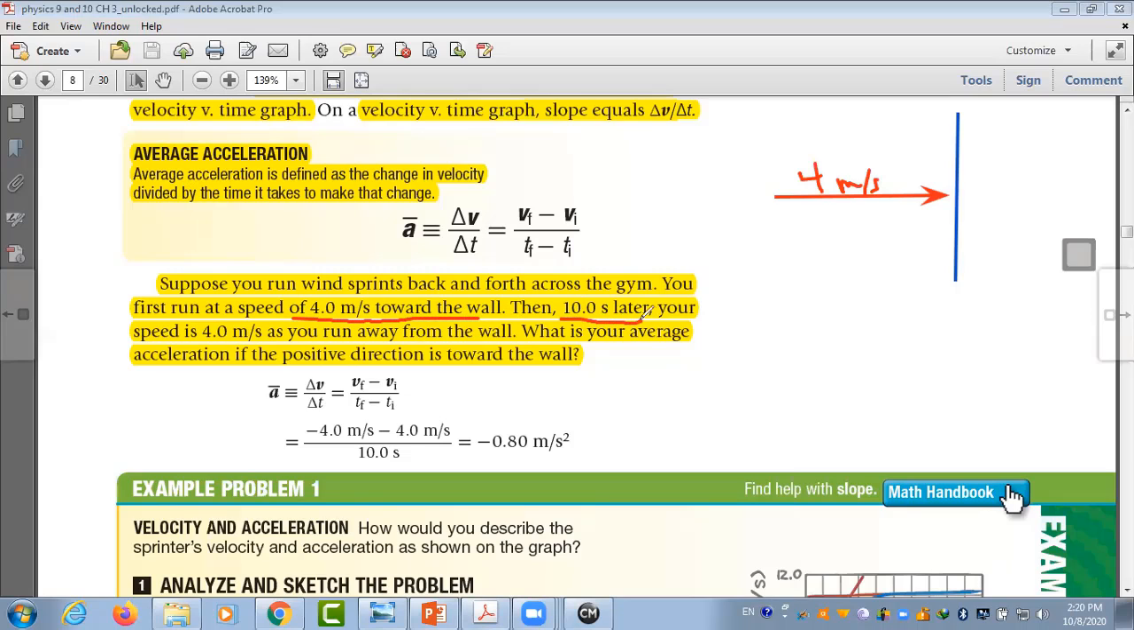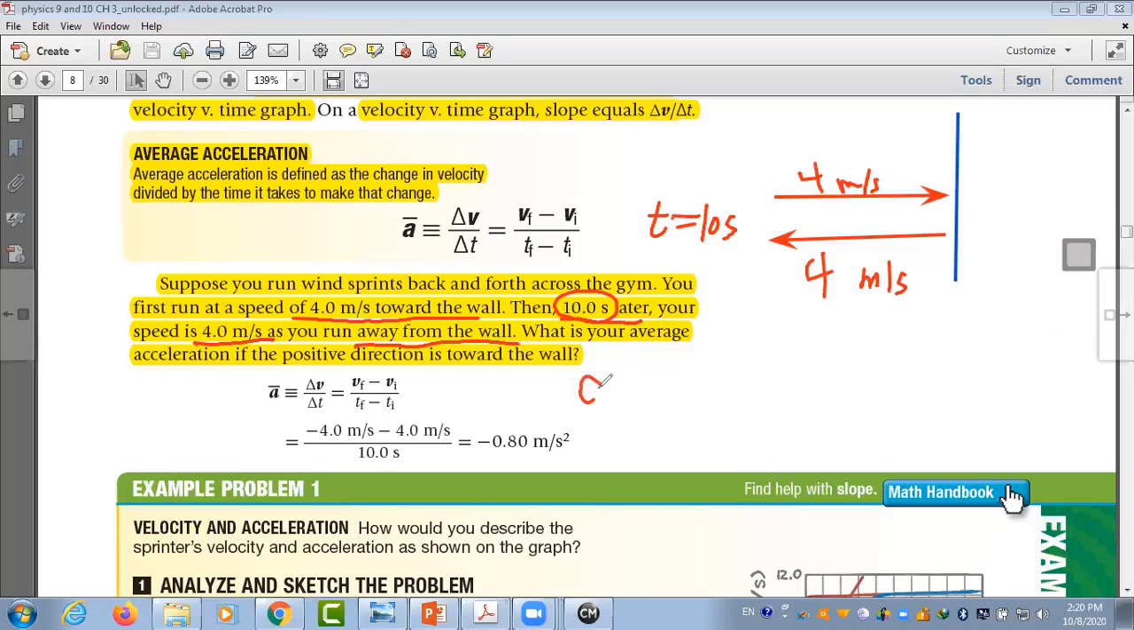Then 10 seconds later, your speed is 4 meters per second as you run away from the wall. So it means you changed direction. You are going back, right? What is your speed? 4, the same speed, 4 meters per second. And the time taken is 10 seconds. So could we have acceleration? The speed, or the magnitude of the velocity, didn't change, but pay attention, we changed the direction. Can we prove this? Yes.